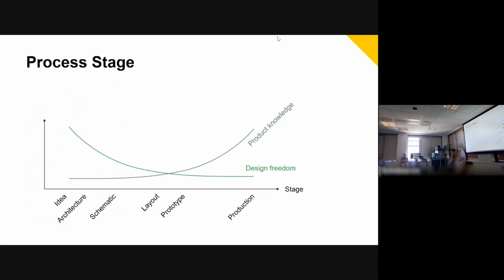You probably have seen those curves before. In the beginning, you do not know a lot about the product yet. Hard to take decisions, but you have a lot of freedom. And towards the end, it becomes much harder to make change, also more costly. And this is true for all kinds of concerns, not only signal integrity.